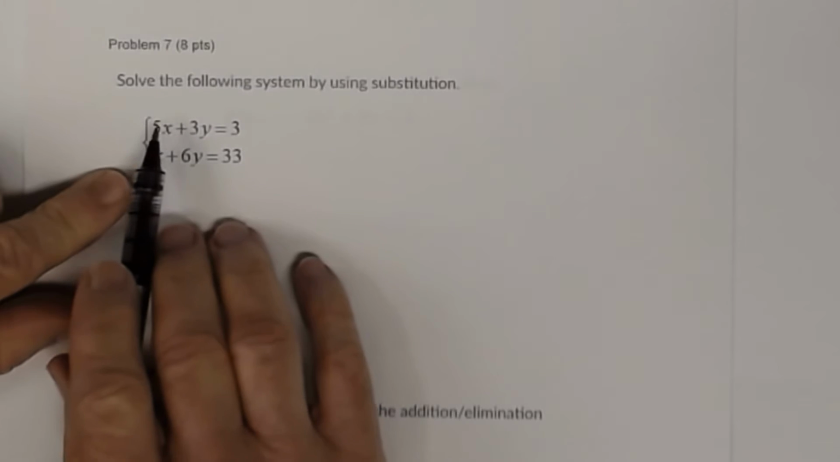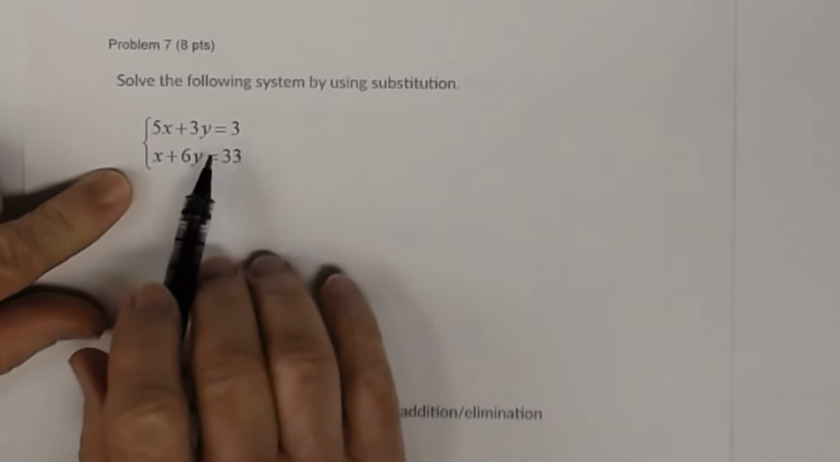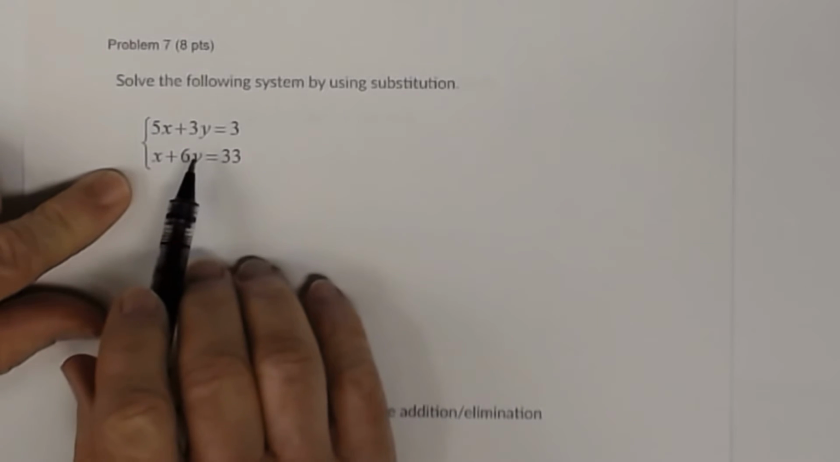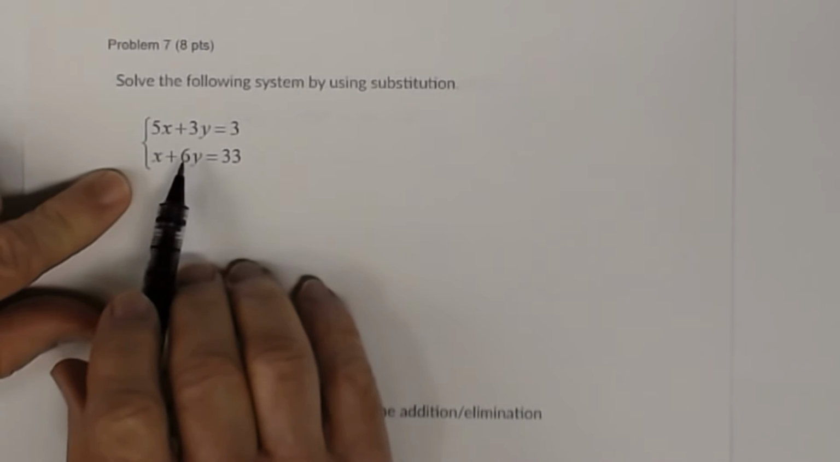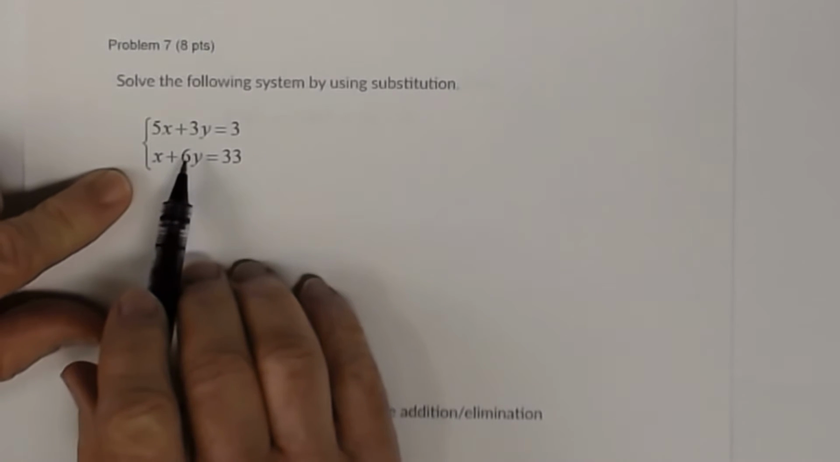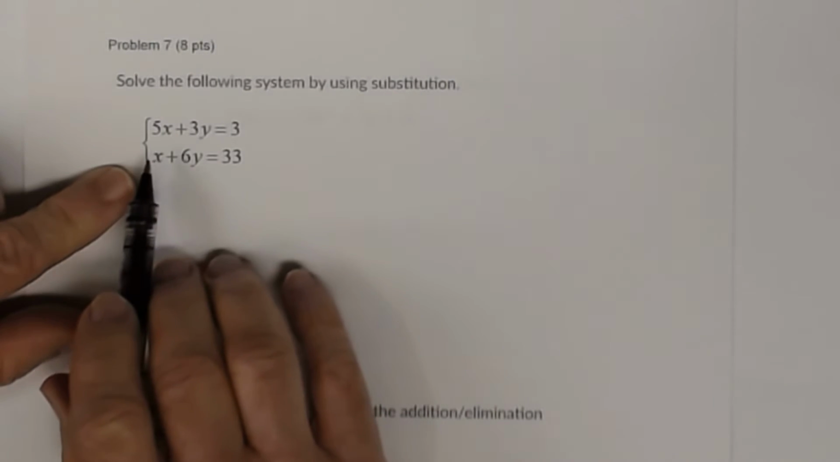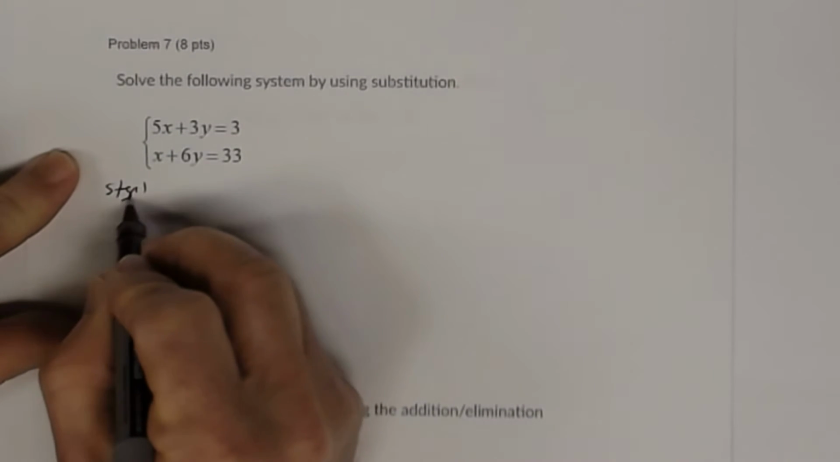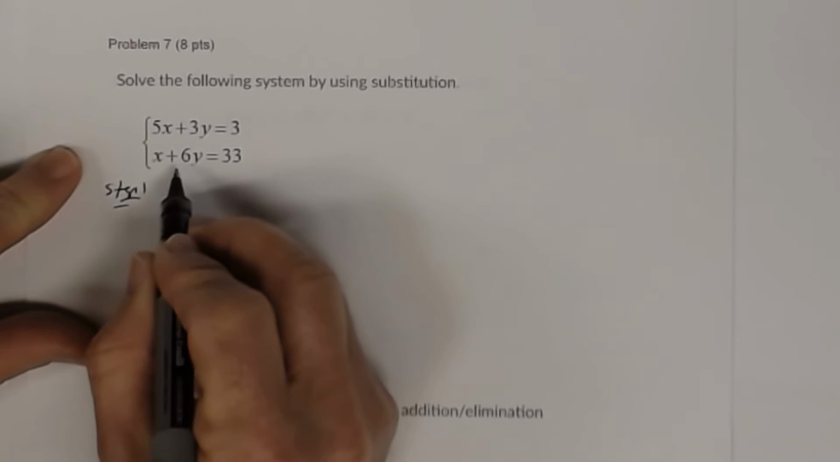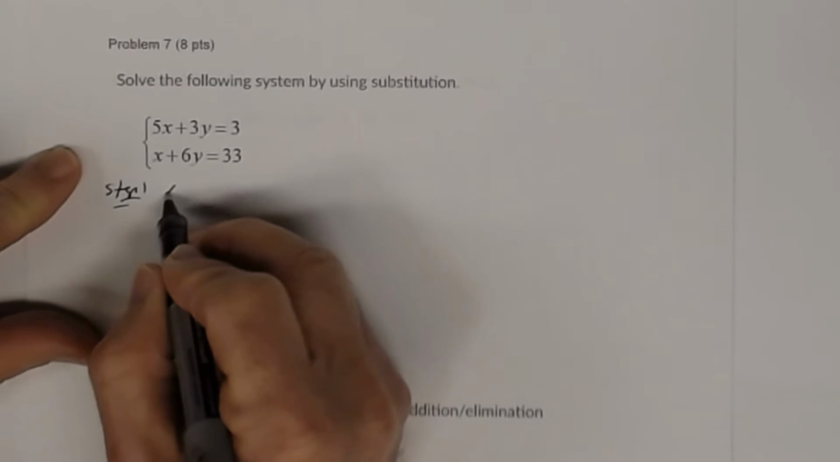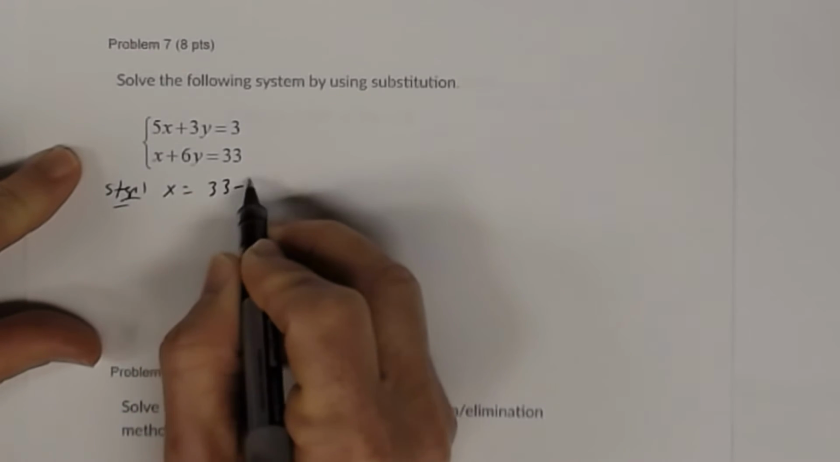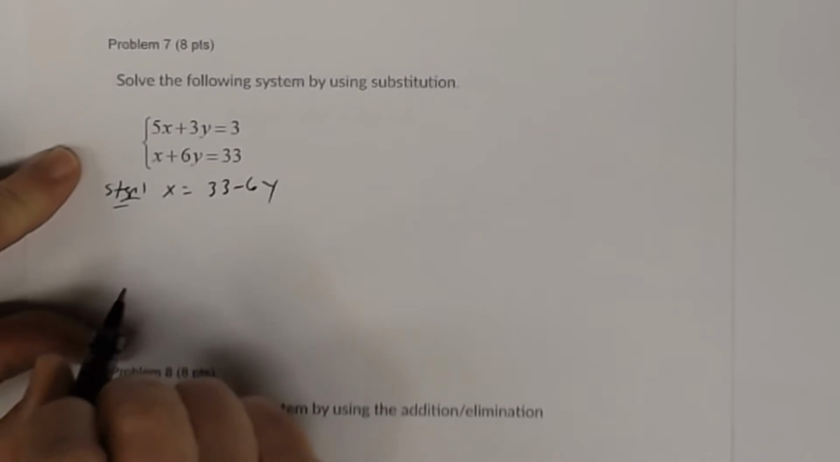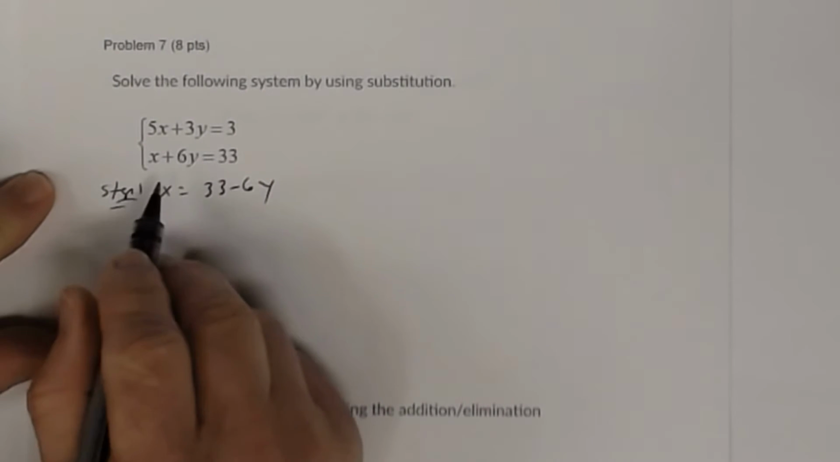All right, so if you picked any other equation or any other variable, like even this right here, you'd have to divide by 6 here, and that would introduce some fractions. So it's easiest to solve for x. So step 1, you would say, well, you're going to pick the second equation, and you're going to solve for x. So x equals 33 minus 6y. All right, that was step 1. So you just solve for x in this case.